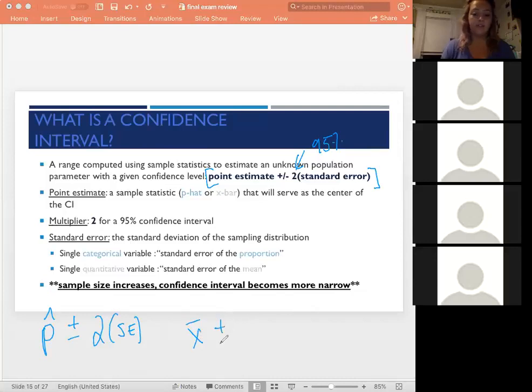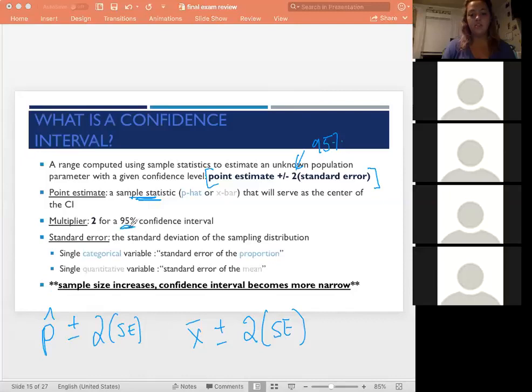So remember, when those symbols come into play, you're only going to have p hat or x bar, because this is your sample statistic. Your sample statistic is your point estimate, so you're going to use p hat or x bar. You're not using p or mu for this because it's a sample. So p hat or x bar, and then 2 times the standard error of your mean. So these are the two equations you can have.